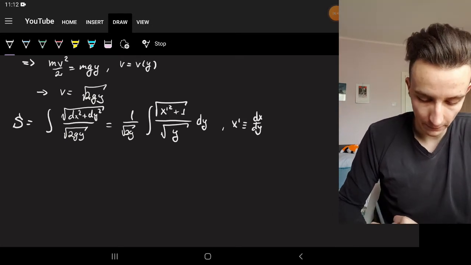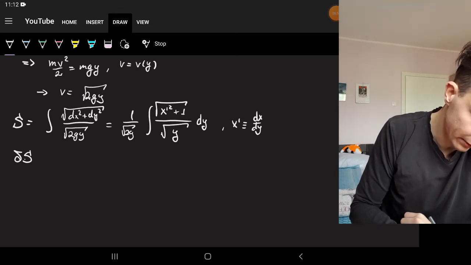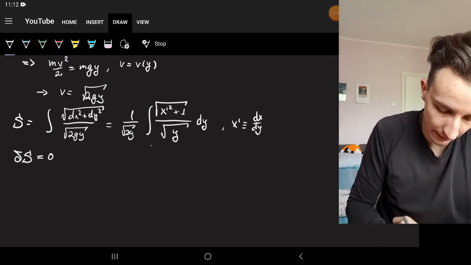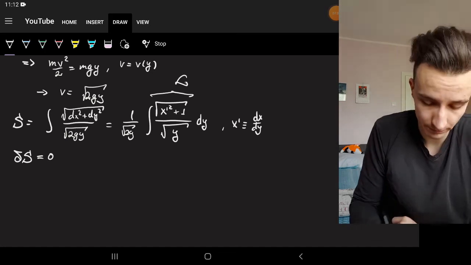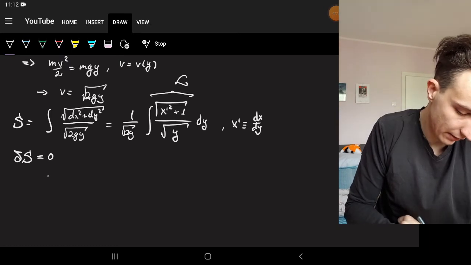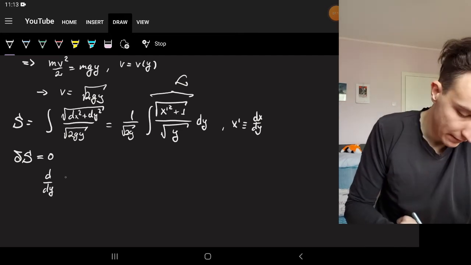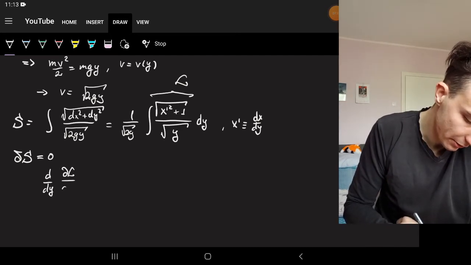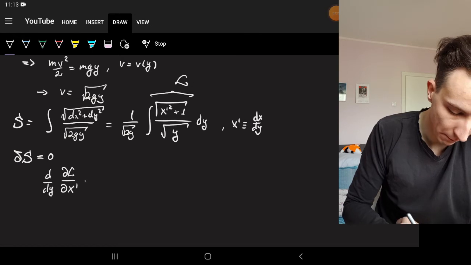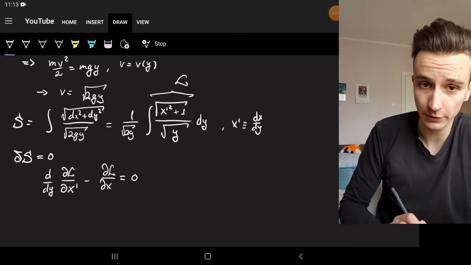There we go. And now, if we recall the Euler-Lagrange equations, for the variation of the action to be 0, we need to have, and this is our Lagrangian, the whole thing, in between the integral and dy, that d by dy, the independent variable, so this is where we put y, of the partial of the Lagrangian by partial x prime, minus the partial of the Lagrangian by partial x, equals 0. So this is what needs to hold.